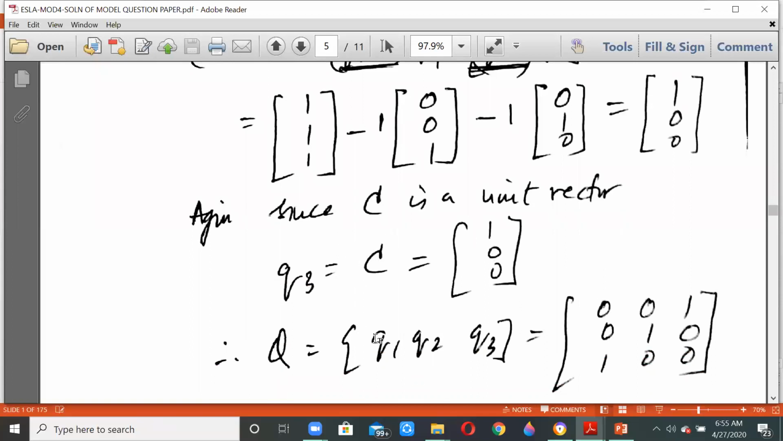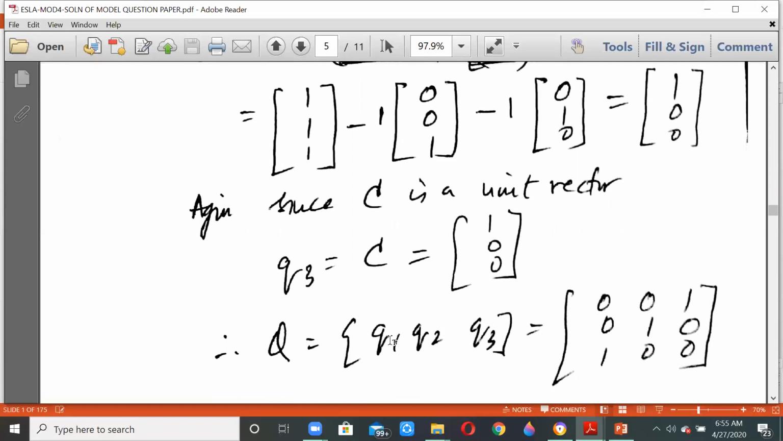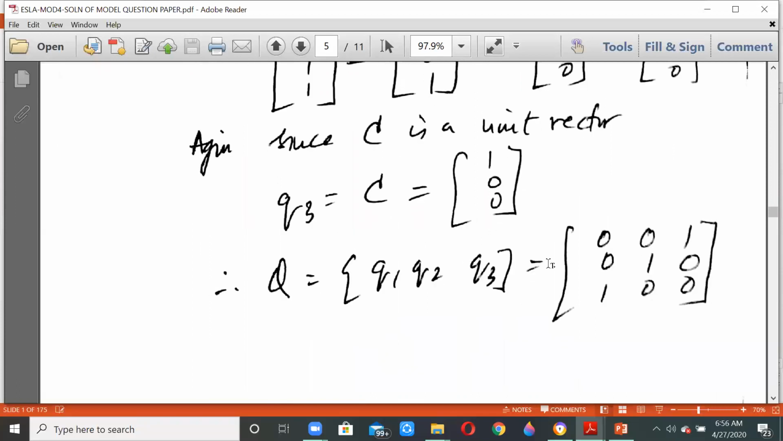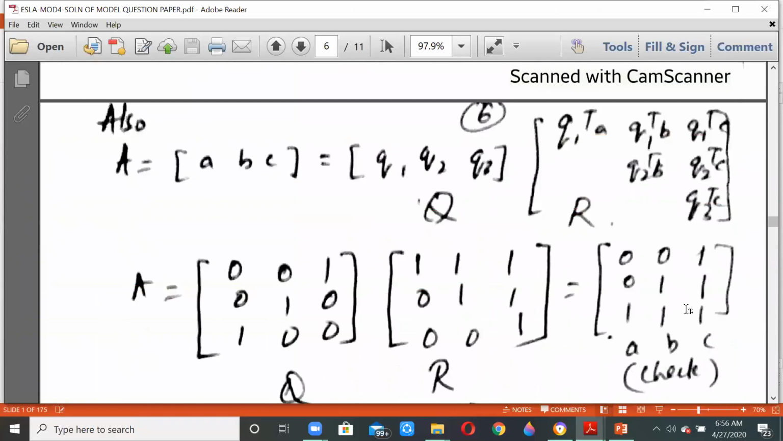Otherwise, Q3 is C divided by mod C, and mod C is equal to 1. So Q is Q1, Q2, Q3, which is 0, 0, 1, 0, 1, 0, 1, 0, 0. Also, we see that A, which is ABC, is equal to Q1, Q2, Q3 times Q1 transpose A, Q1 transpose B, Q1 transpose C. Here it is 0, Q2 transpose B, Q2 transpose C, then 0, 0, Q3 transpose C.